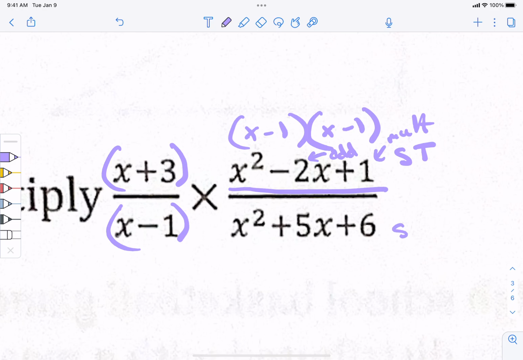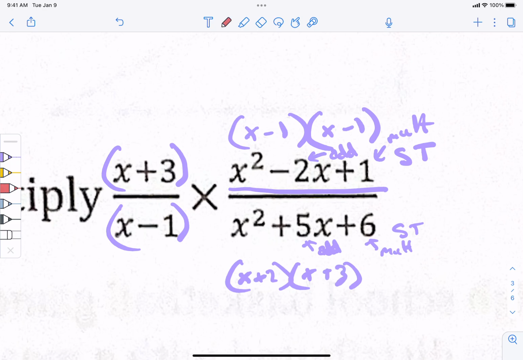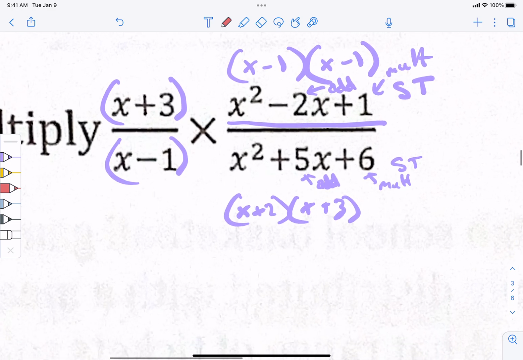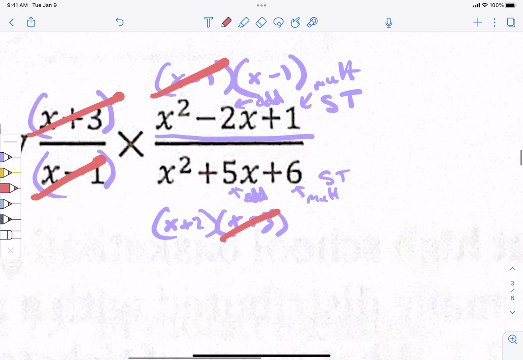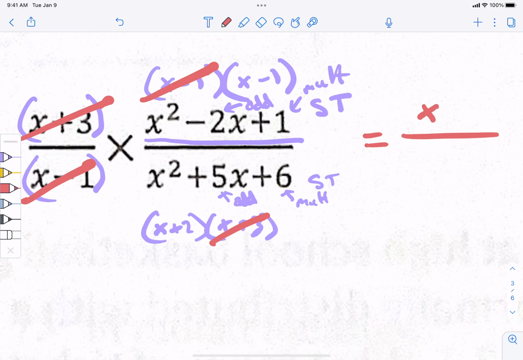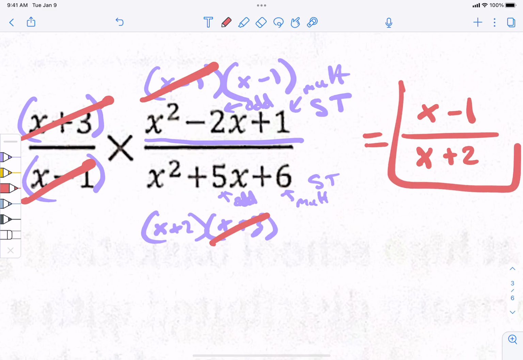On the bottom, that's also a simple trinomial. So I'm multiplying to get 6, add to get 5. 2 and 3, positive for both, right? X plus 2, x plus 3, and then I just cancel things and leave what's left over. So I can cancel things. X plus 3s cancel. X minus 1s cancel. You can't cancel all 3 of them. You can only cancel 1 on the top for 1 on the bottom. So I will still have an x minus 1 on the top, and on the bottom, I'll have an x plus 2. And that's all I can do.